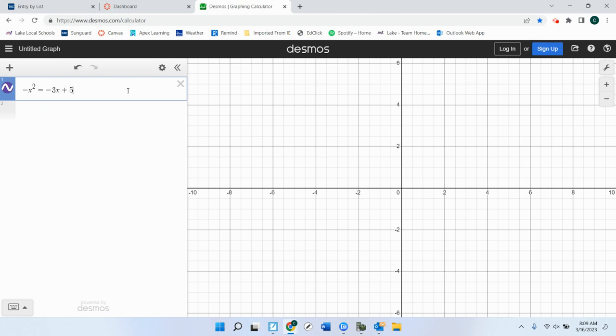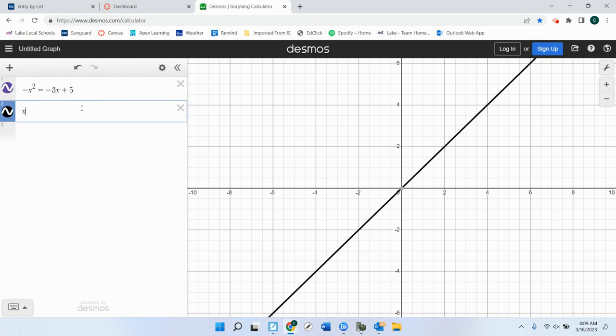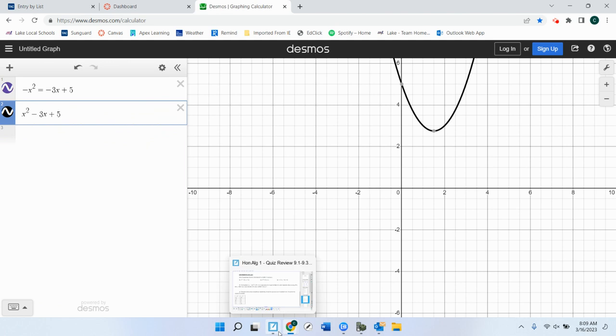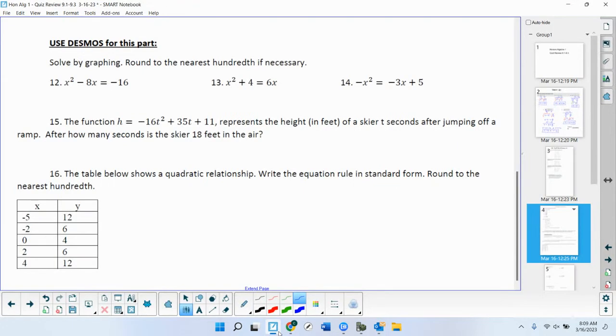So you could either move the negative 3x and the plus 5 over to the left, or I could take the negative x squared and move it to the right. If I do that, what would my equation be? Positive x squared minus 3x plus 5. Either way, you either get a parabola that's up here or down here. Is there any solution? No. So what's the answer to number 14? No solution. Okay, how are you guys on 12, 13, and 14? Are we good?